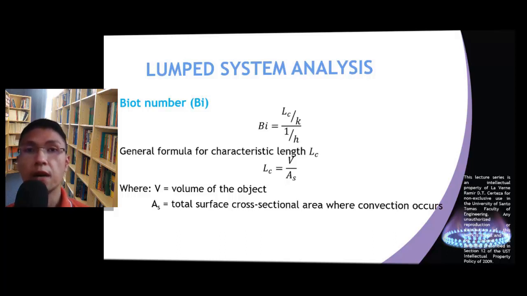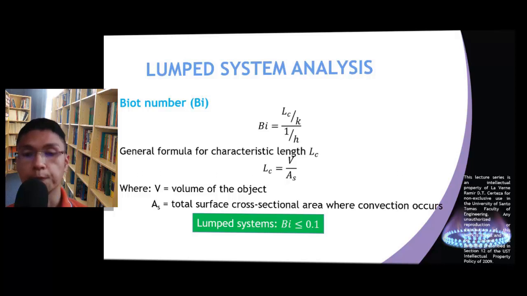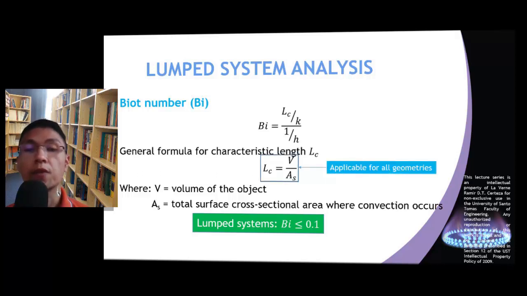Once we have found the value of L sub c, we can now substitute it to the formula for the Biot number. A lump system is an object in which the corresponding Biot number is less than or equal to 0.1. As a final note, the formula for computing for L sub c is applicable whether the object is a plane wall, a cylinder, or a sphere.